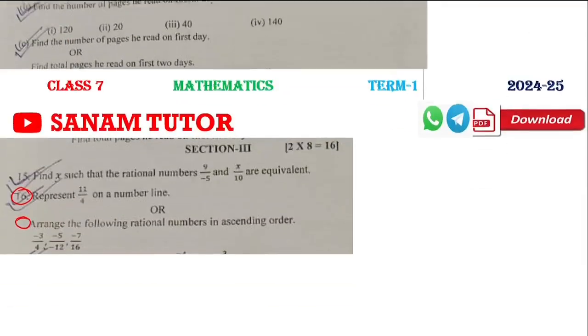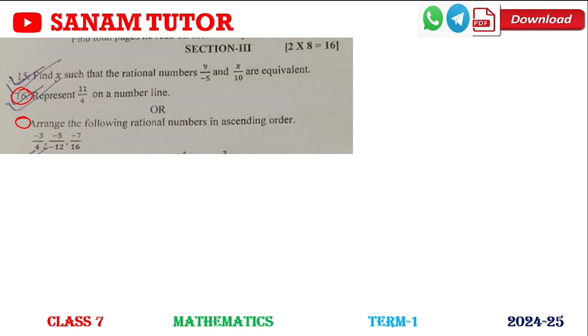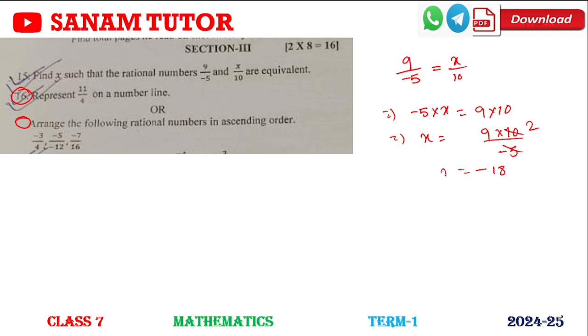So next question. Find x such that the rational numbers 9 by minus 5 and x by 10 are equivalent. Means we should find x. So we can write 9 by minus 5 equals x by 10 because they are equivalent. That implies minus 5 into x equals 9 into 10. Yes or no? So x equals 9 into 10 divided by minus 5. 5 twos are 10, that is minus 18. So x equals minus 18.